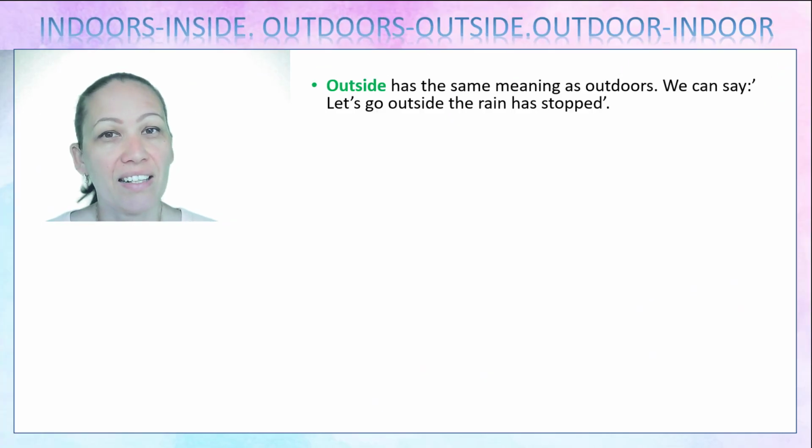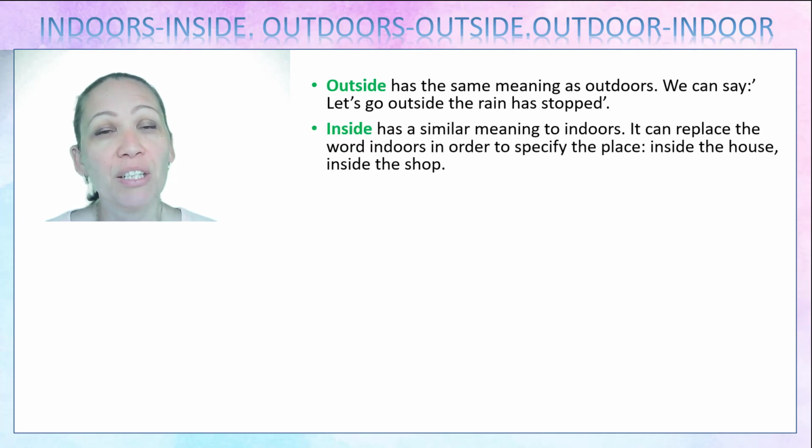Outside and inside. Outside has the same meaning as outdoors, and it can replace the word outdoors. For example, we can say, let's go outdoors, the rain has stopped, or we can say, let's go outside, the rain has stopped. Inside has a similar meaning to indoors, and it can replace the word indoors in order to specify the place. For example, inside the house or inside the shop.